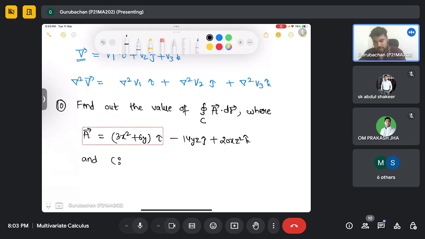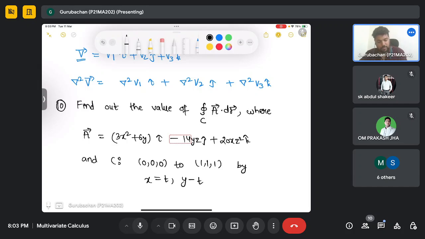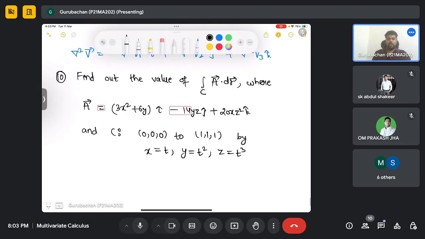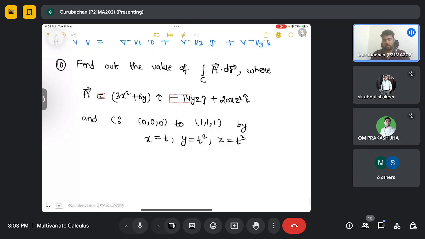Our curve C represents a curve from (0, 0, 0) to (1, 1, 1). The parametric form is given as x equals t, y equals t square, z equals t cube. So let me correct it: this is not a closed curve. This is not a straight line, it is a different curve. So you have to move from (0, 0, 0) to (1, 1, 1) along this path.